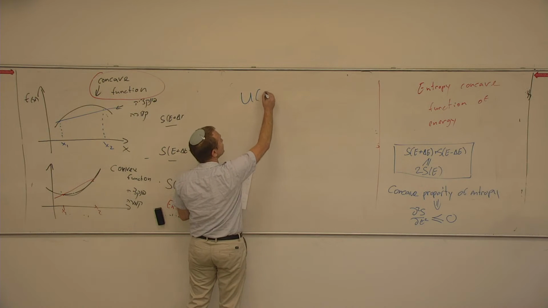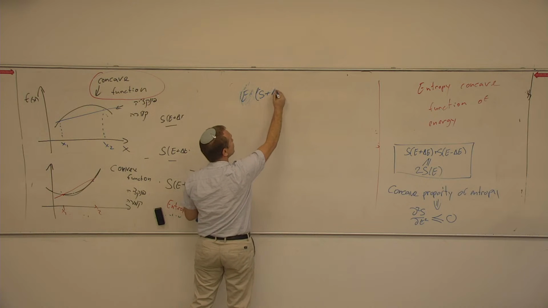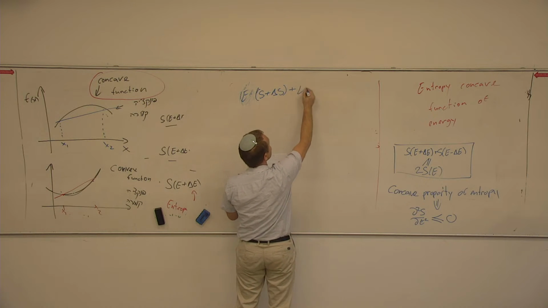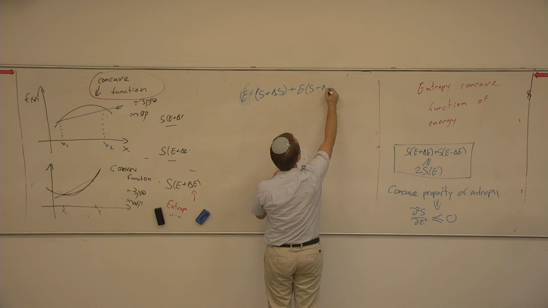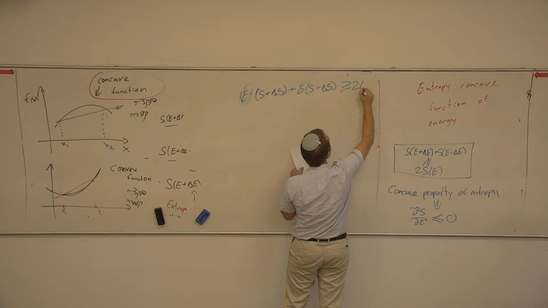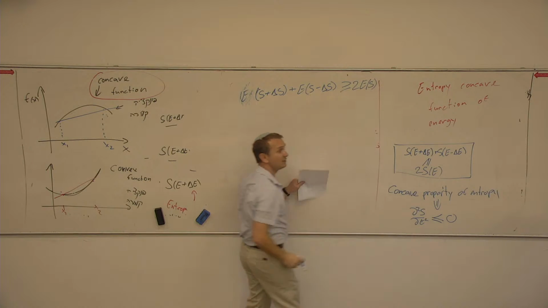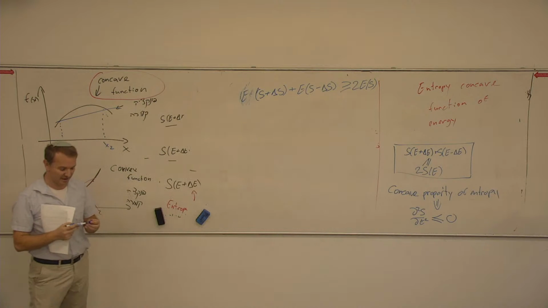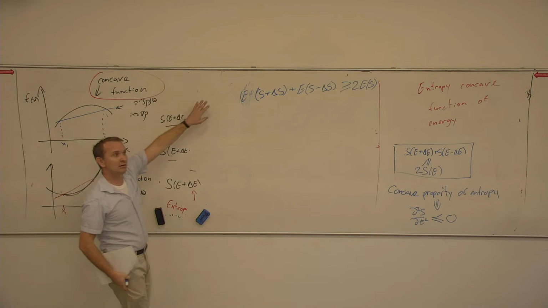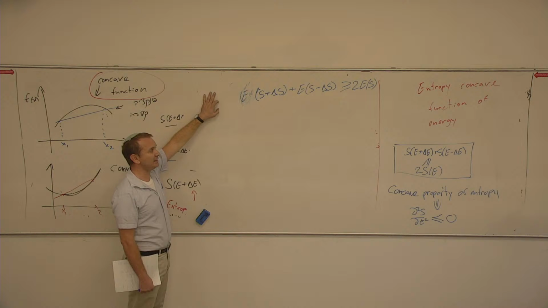And what is your trick is going to be? So if you have an energy of S plus delta S plus an energy of S minus delta S, it is going to be greater than 2 multiplied by E of S. Right? Where are we getting this? The entropy is at its maximal value. The energy is at its minimal value.